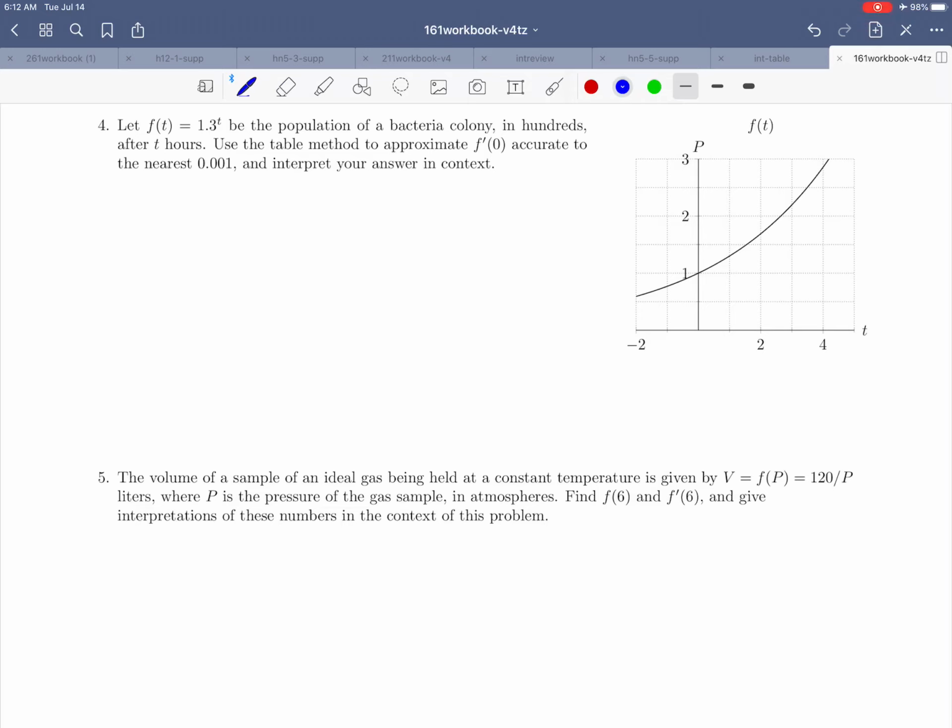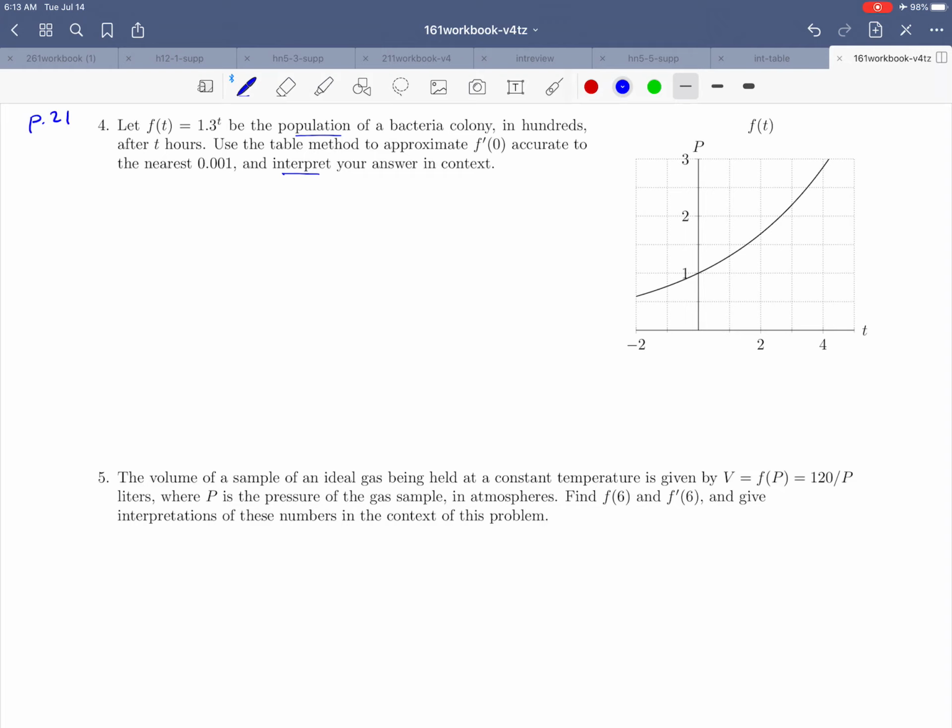Hello everybody and welcome to exercise 4 on page 21 of the workbook. Let's take a minute to read this question together. So let f of t equal 1.3 to the t be the population of a bacteria colony in hundreds after t hours. They would like us to use the table method to approximate f prime of 0, that is the derivative of f at 0, accurate to the nearest 0.001, and then finally to give an interpretation of our answer.